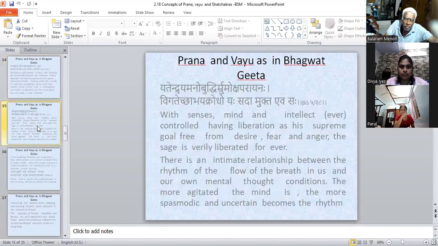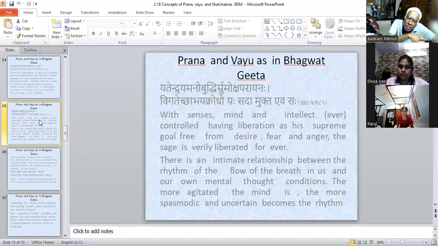Next shloka is 5 by 28. The concept of prana and vayu as mentioned in the Bhagavad Gita, your question is like that in the syllabus. That's why the Bhagavad Gita reference has been mentioned. With the senses, mind and intellect controlled, having liberation as the supreme goal, free from desire, fear and anger, the sage is liberated forever.